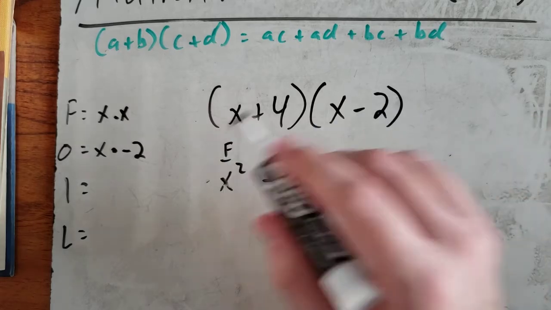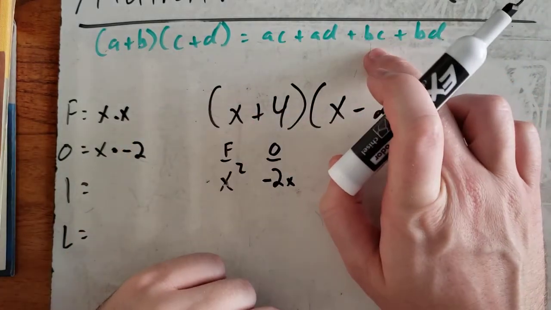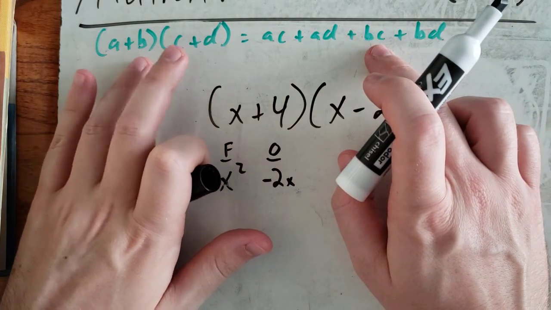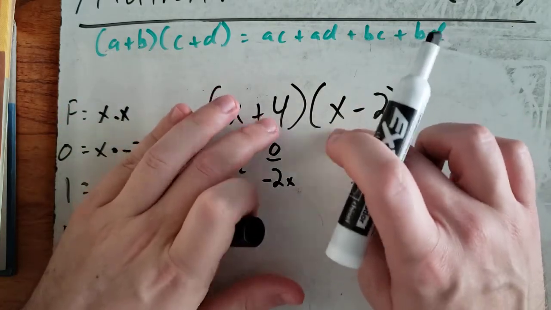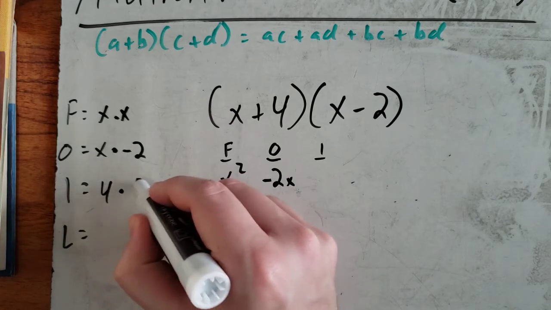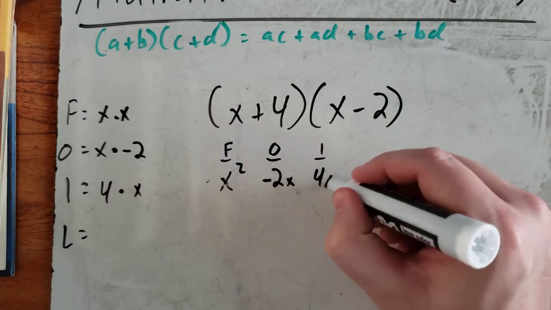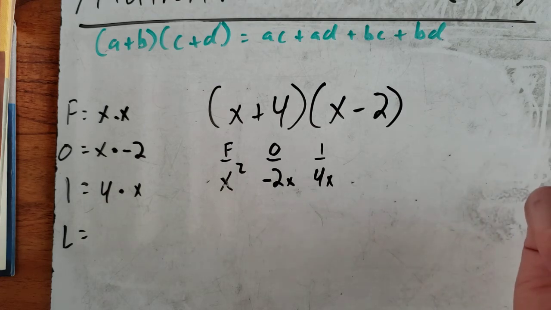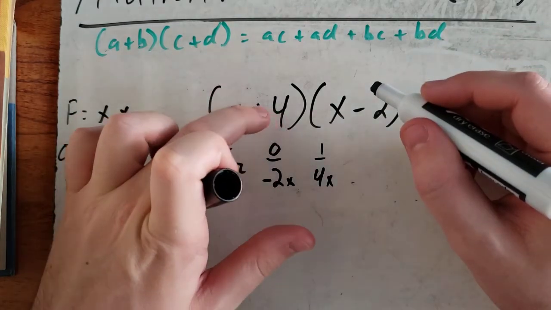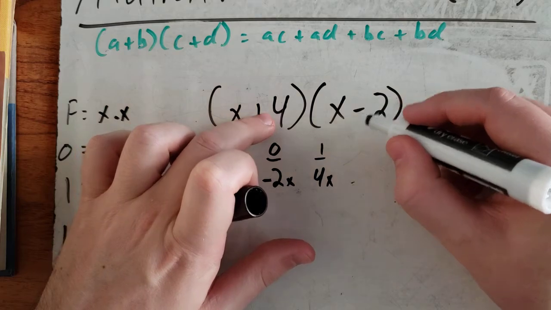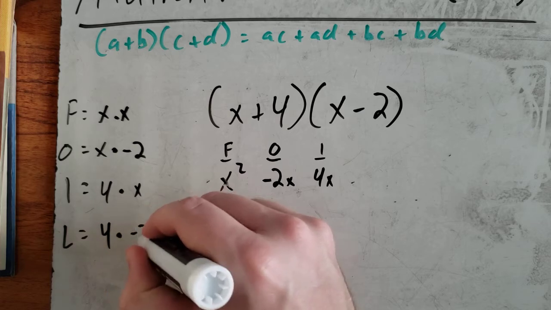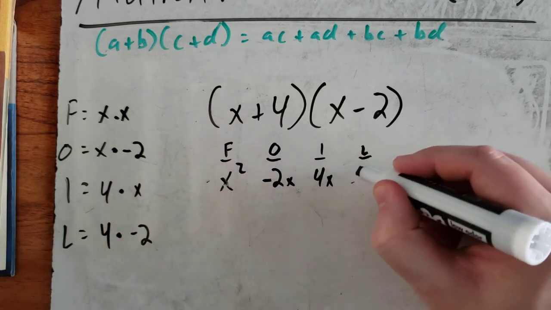Now, our I, remember, is our inner, our two inner ones here. So B times C, our middle ones here are 4 and x. When we do our I, we do 4 times x, and 4 times x equals 4x. And then our last terms, our B and our D terms, our numbers, it's 4 times negative 2. Remember, this minus is in front, so it's a negative 2. So 4 times negative 2 equals, our L is a negative 8.